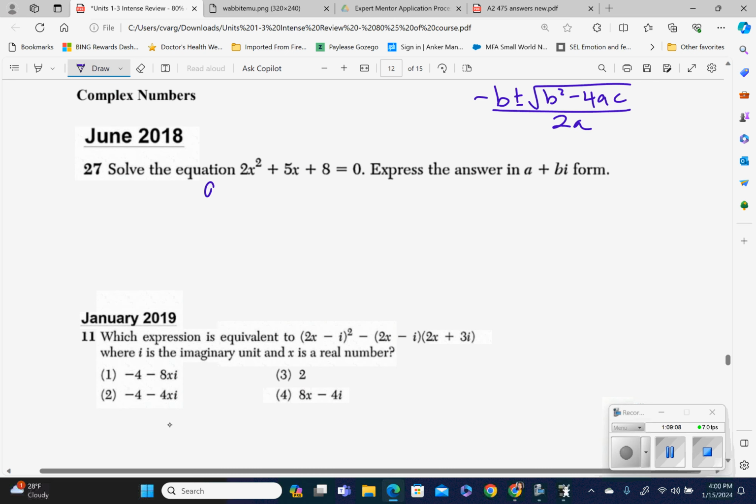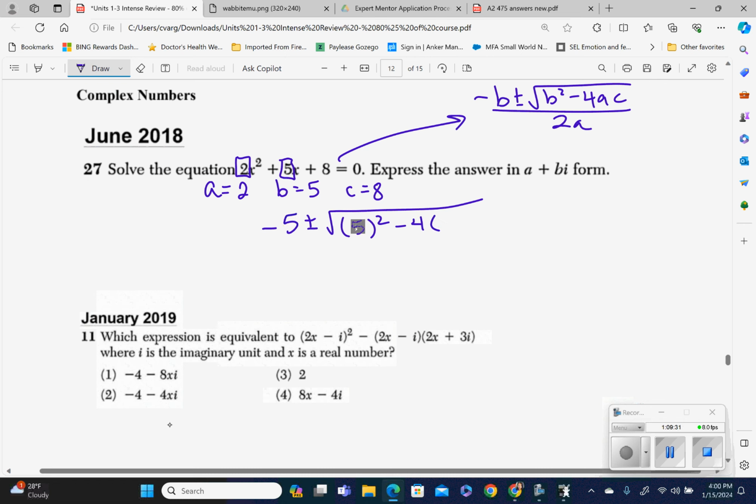Okay, so what is each? A is 2. It's the number in front of the x squared. B is 5. It's the number in front of the x. And C is 8. So the formula says we're going to plug it in here. Whatever b is, we're going to make it the opposite. So negative 5 plus or minus the square root of b squared, so 5 squared minus 4 times a times c. Do you see what I'm doing? All over 2 times a.